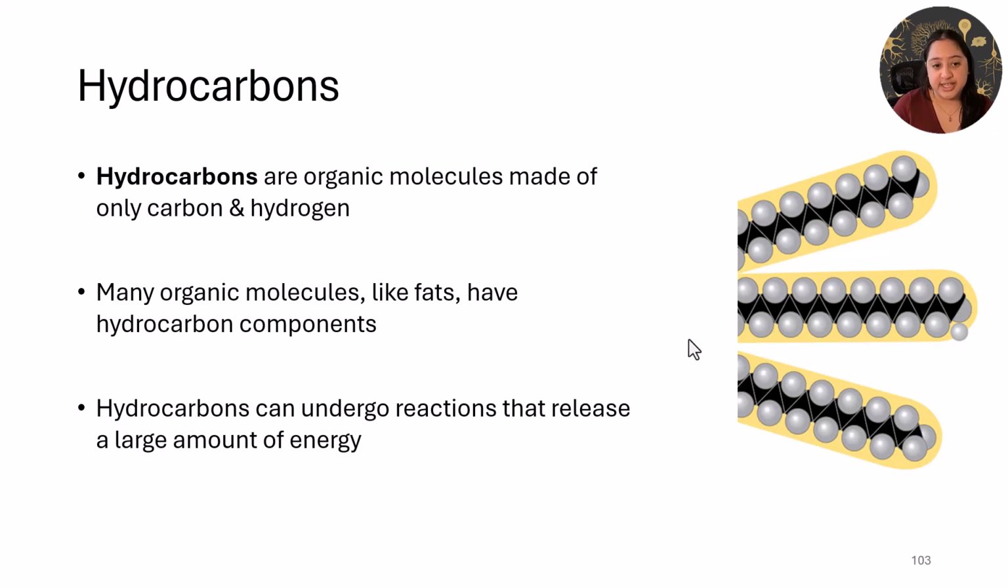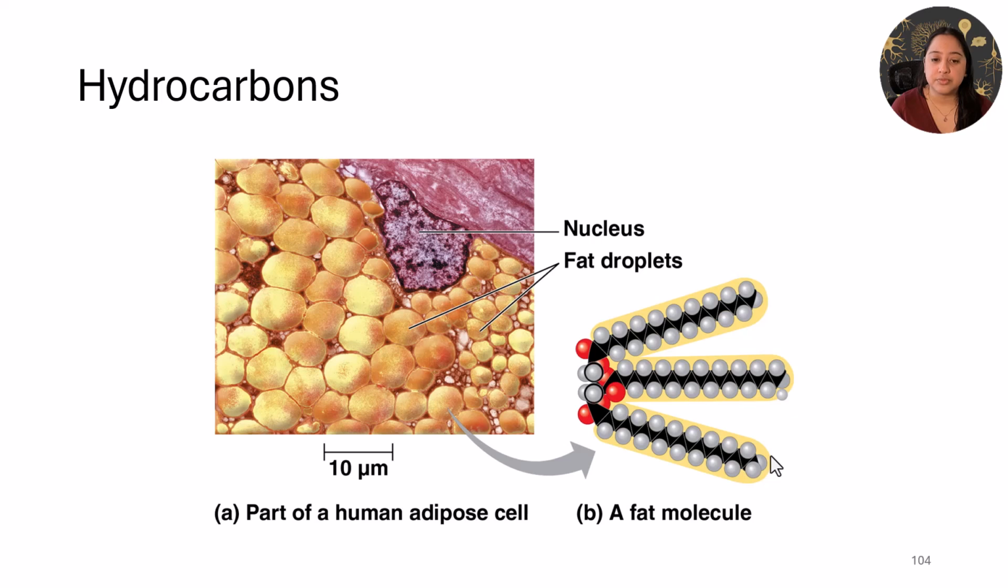Many organic molecules, again, like fats, have hydrocarbon components. And hydrocarbons can undergo reactions that release a large amount of energy. So, for example, that's why our human fat cells, or adipose cells, store fat. A fat molecule is going to have regions of hydrocarbons. They store a lot of energy, and so that's why our bodies store energy in these long chains of hydrocarbons. And then when we need energy down the line, we can break them down and get energy from that.